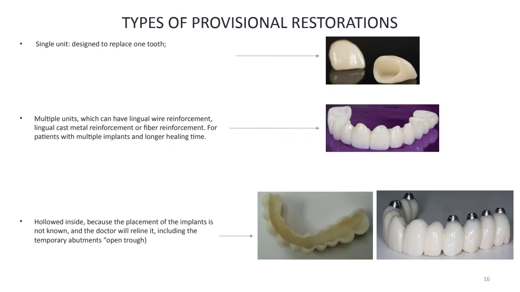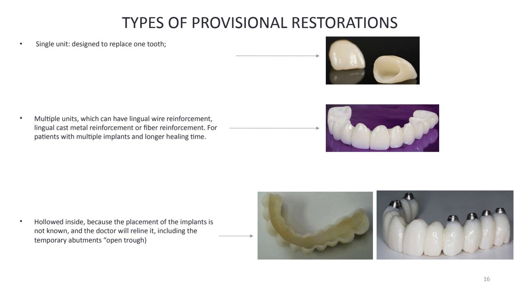So again, sometimes the doctor may ask us to do a provisional restoration before the surgery is done. So the dentist has no clue yet where the implants are going to be placed, but they want us to have the restoration done because they can send the patient home without any teeth. So what they might ask us to do is an ideal provisional restoration that is hollowed out inside. Okay, so it's like an open shaft, just like a shell.